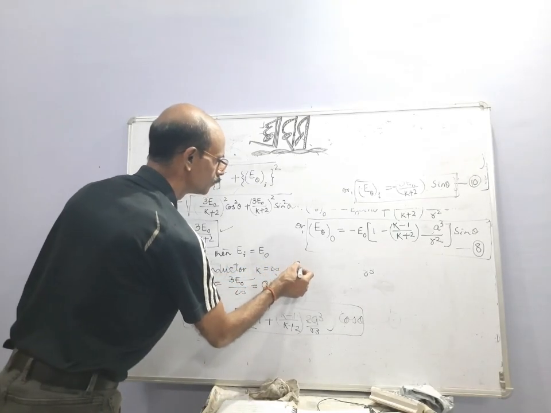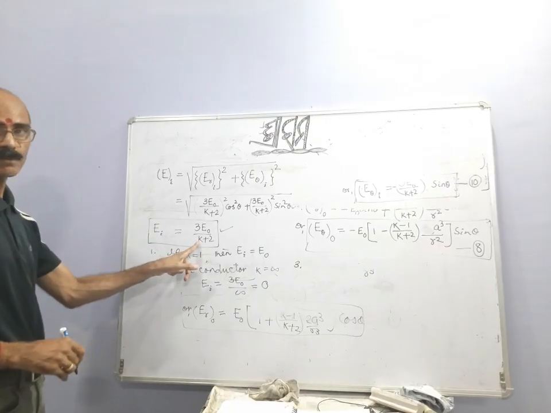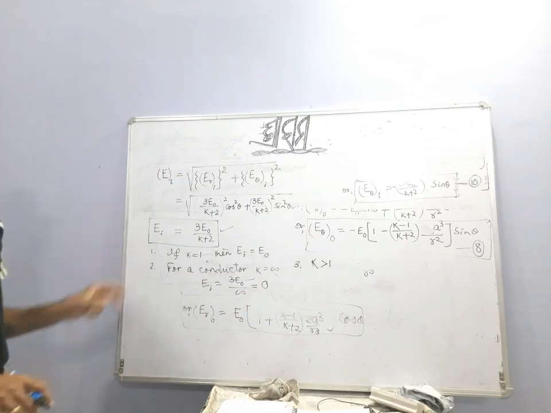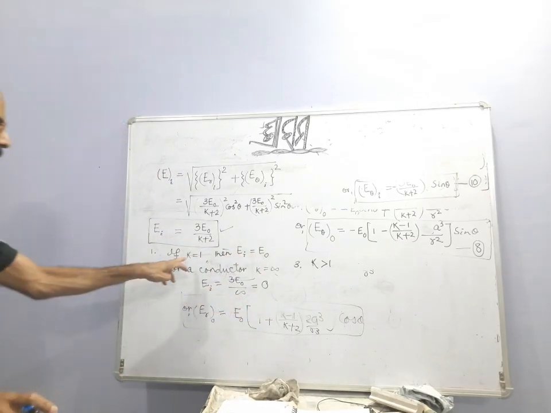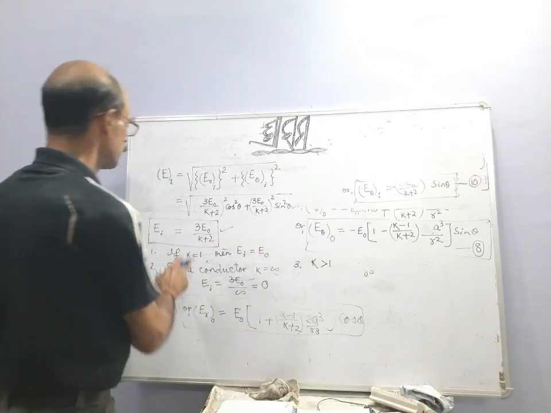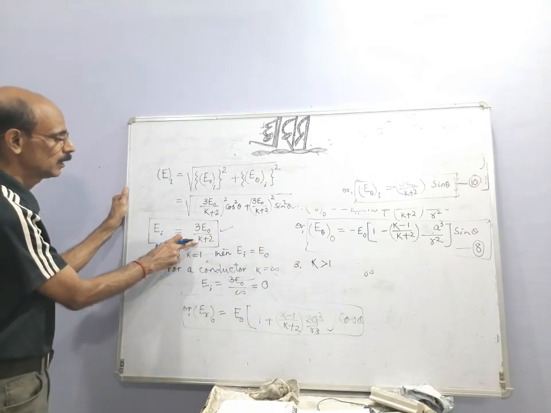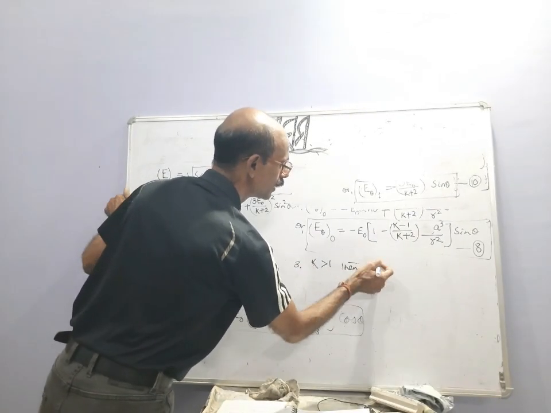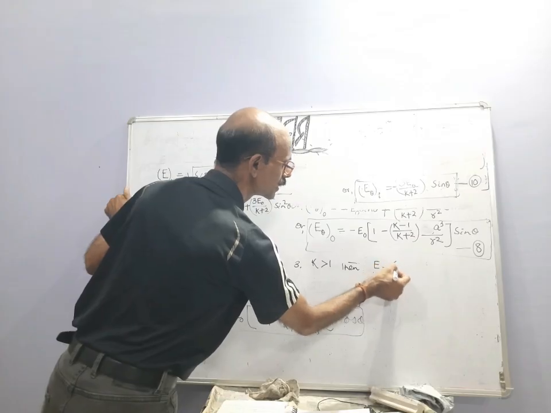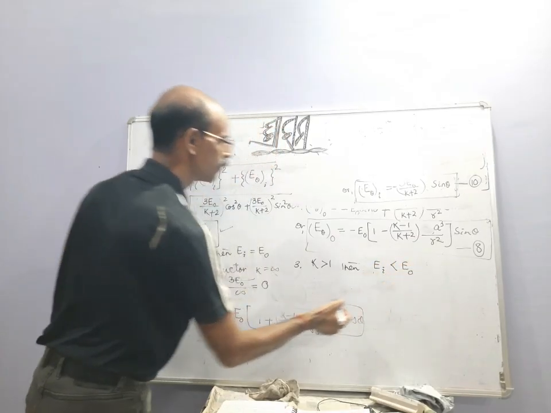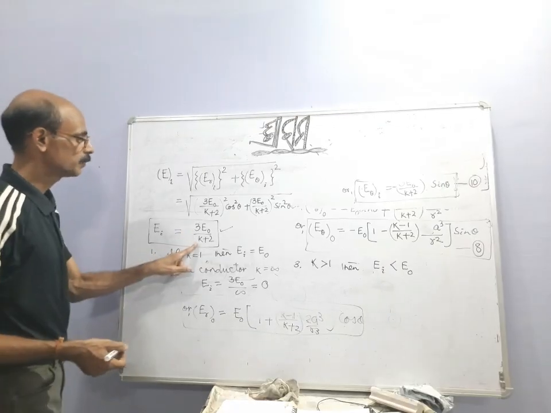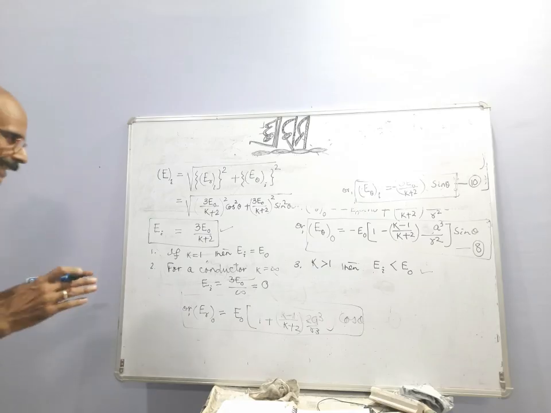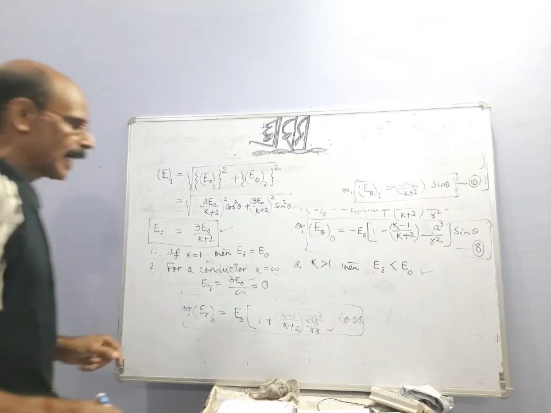Then the third one, if K is greater than 1, K is never less than 1. Either it is equal to 1 or greater than 1. If K is greater than 1, then this EI will be less than E0. So these are three things to be discussed.